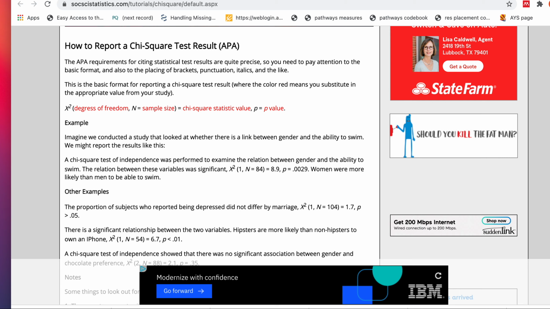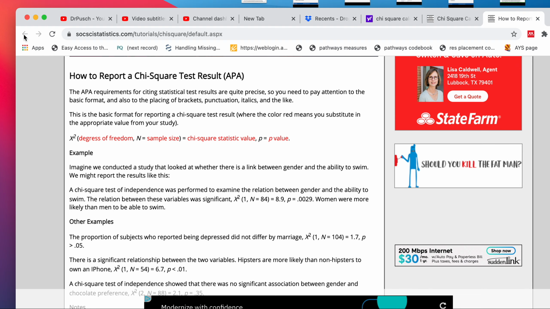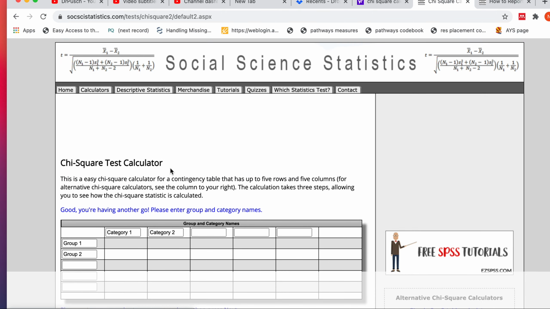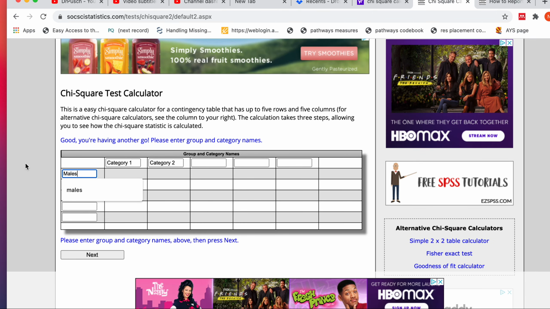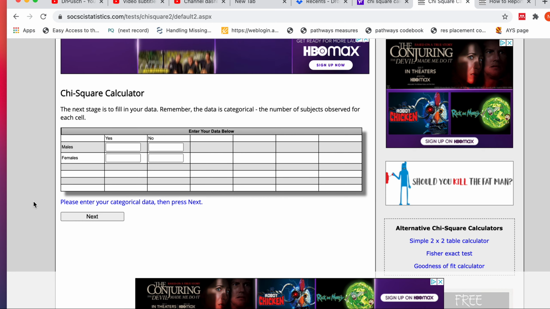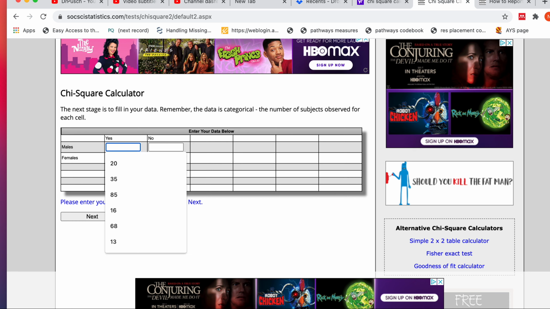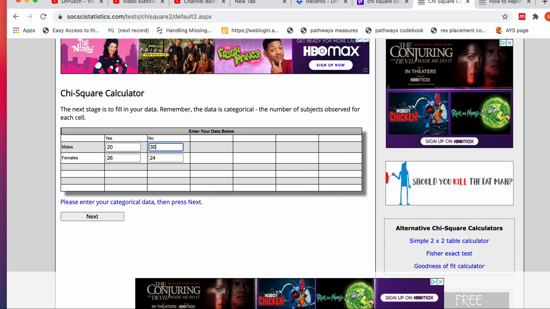So I just want to show you something that is not going to be significant. Okay, how do I go back here? All right, so we're going to start again with males, females, yes, no. Say that I collect this data and I got a little bit different of an answer. Say I had 26 females say yes, 24 say no. Say I had 20 males say yes and 30 males say no.